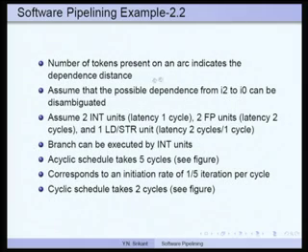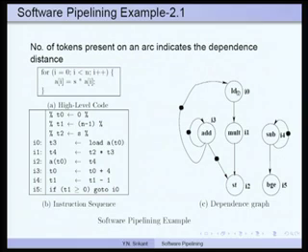Now, the number of tokens on an arc indicates the dependence distance. I explained this already. Assume that the possible distance from I2 to I0 can be disambiguated. In other words, if you look at this load and then the store, that is I2. So, there is obviously a dependence between these two. This load must happen and then the store, but let us assume that it can be handled by hardware in some way. Okay. Software pipeline has to actually respect this particular dependence diagram.